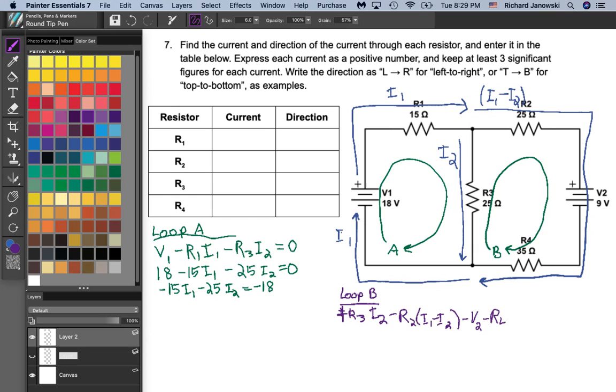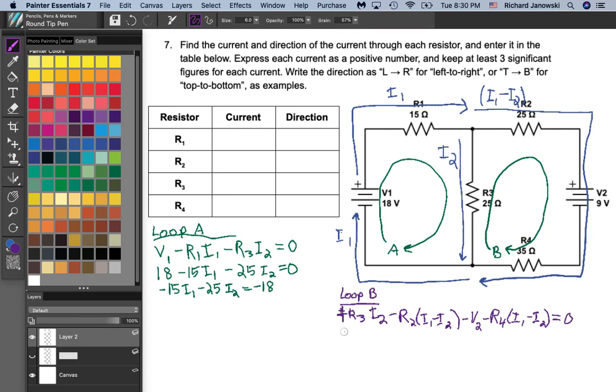So minus R4 times, and the current we have here is I1 minus I2. All right, and then we get back to the beginning. So KVL tells us this must give us 0. All right, so now let's put in the numbers.